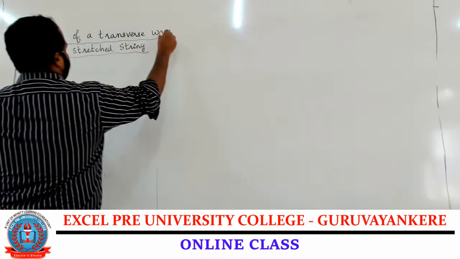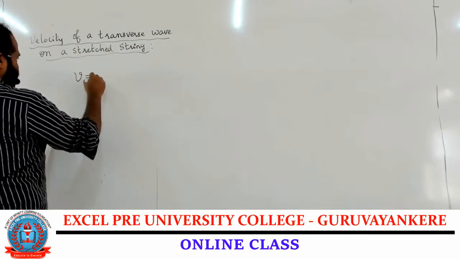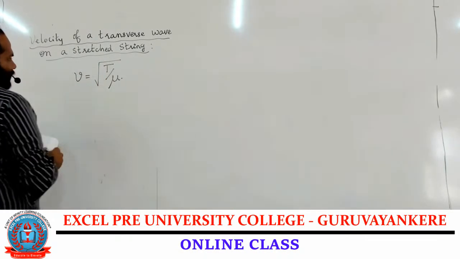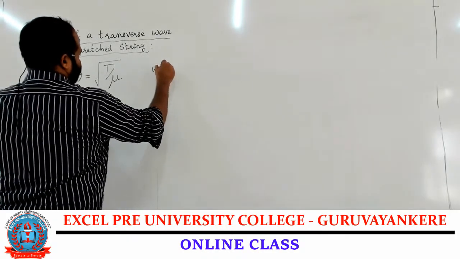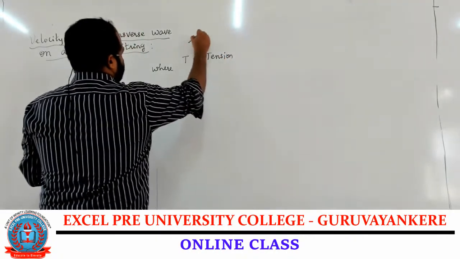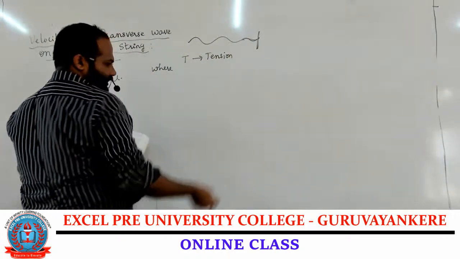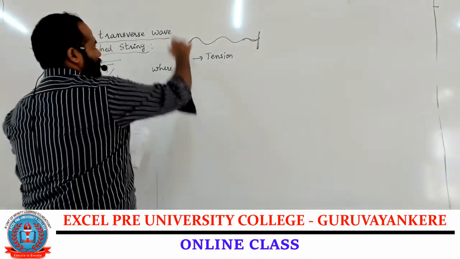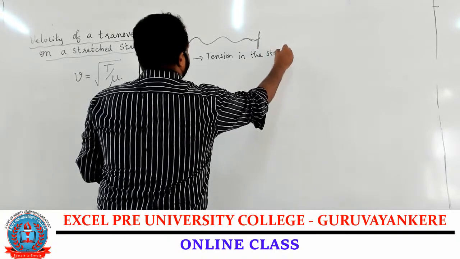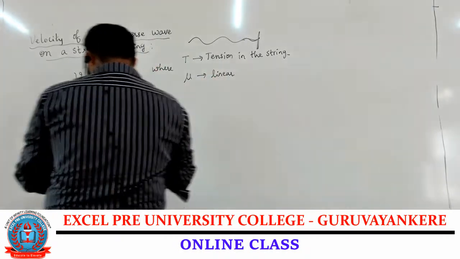Velocity of a transverse wave on a stretched string is given by V is equal to root of T by mu, where T is the tension in the string. What is the velocity in a stretched string? As I form the disturbances, this is how it is going to move. So this is tension in the string, and mu is called linear mass density.